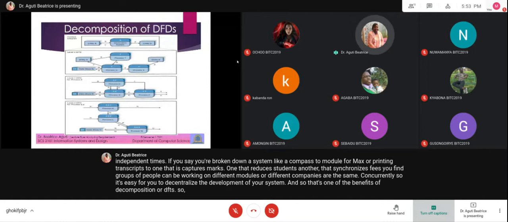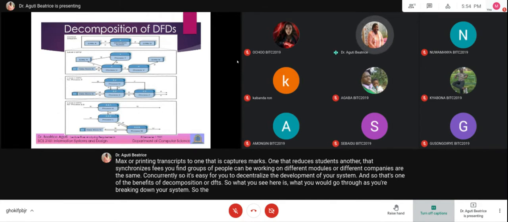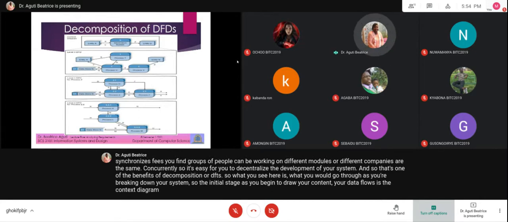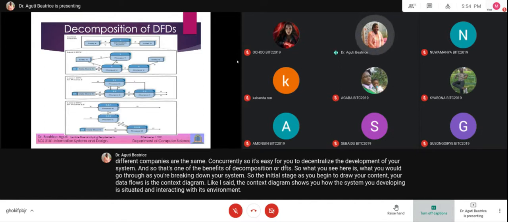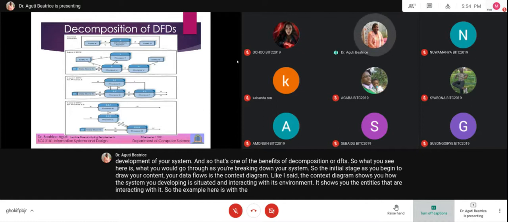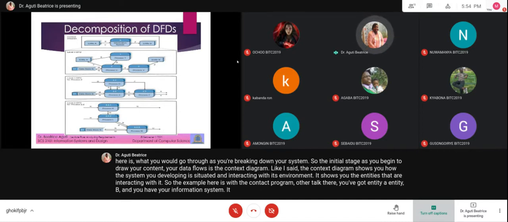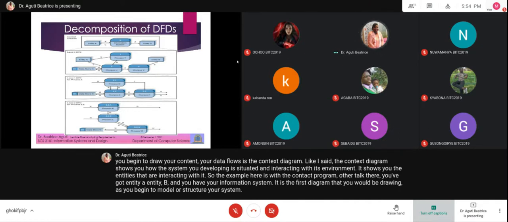So what you see here is what you would go through as you're breaking down your system. The initial stage as you begin to draw your data flows is the context diagram. Like I said, a context diagram shows you how the system you're developing is situated and interacting with its environment, and it shows you the entities that are interacting with it. The example here, at the top, has entity A, entity B, and your information system. It is the first diagram that you would be drawing as you begin to model or structure your requirements.